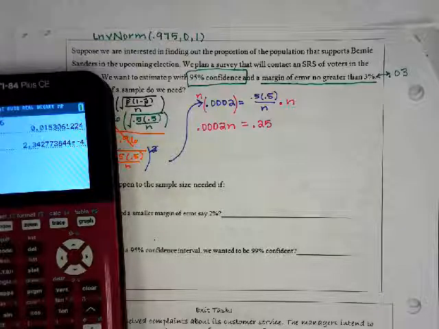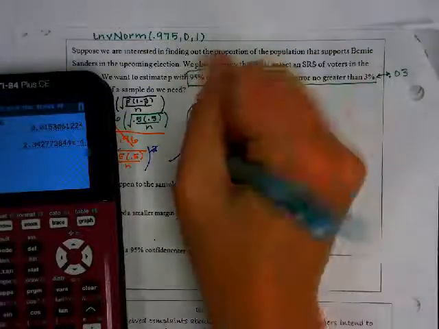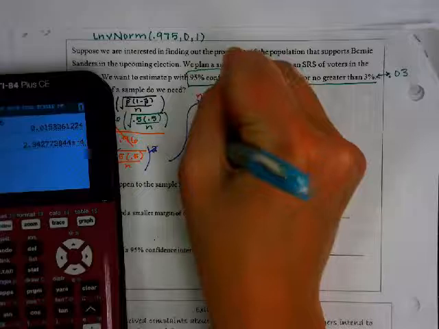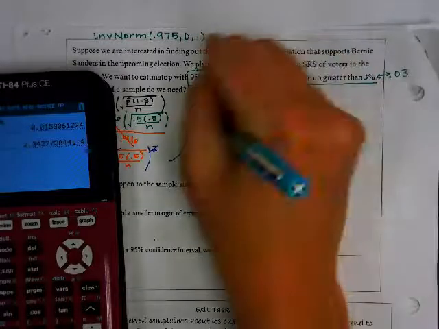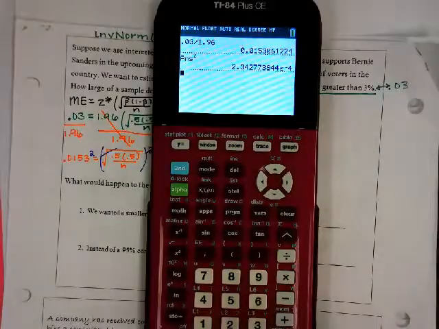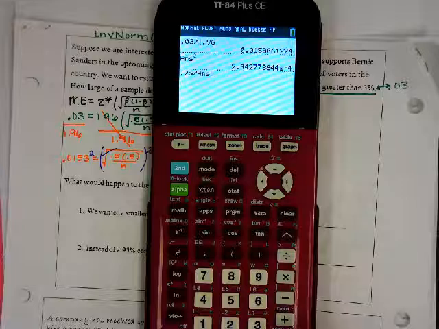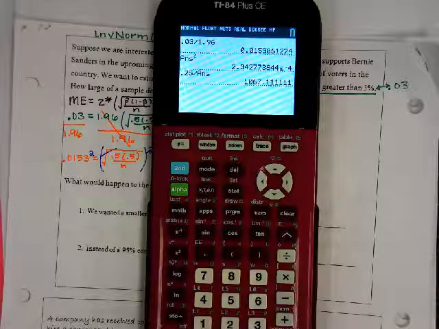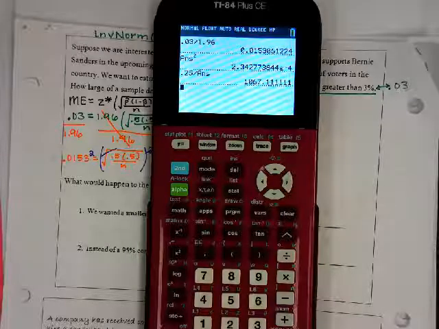We are all the way to n. So I'm going to take 0.25 divided by what my calculator has. So that I don't have rounding issues, I'm going to hit second answer. And I get 1,067.111. That's really high. I feel like I did something wrong. That's also what I got. It just didn't seem right. It's a lot of voters.